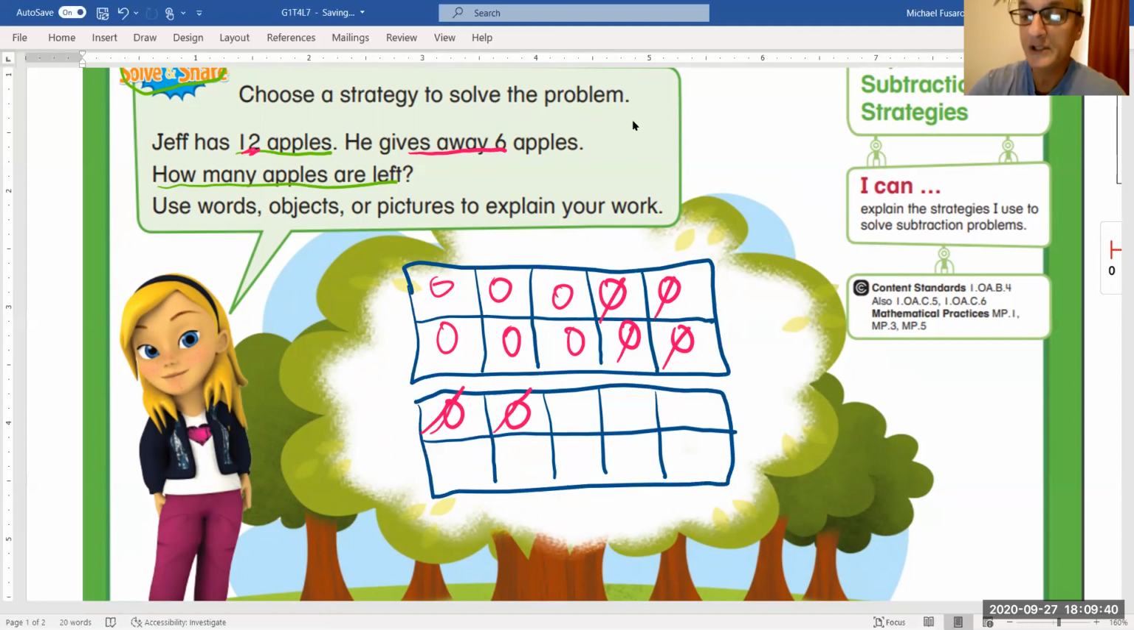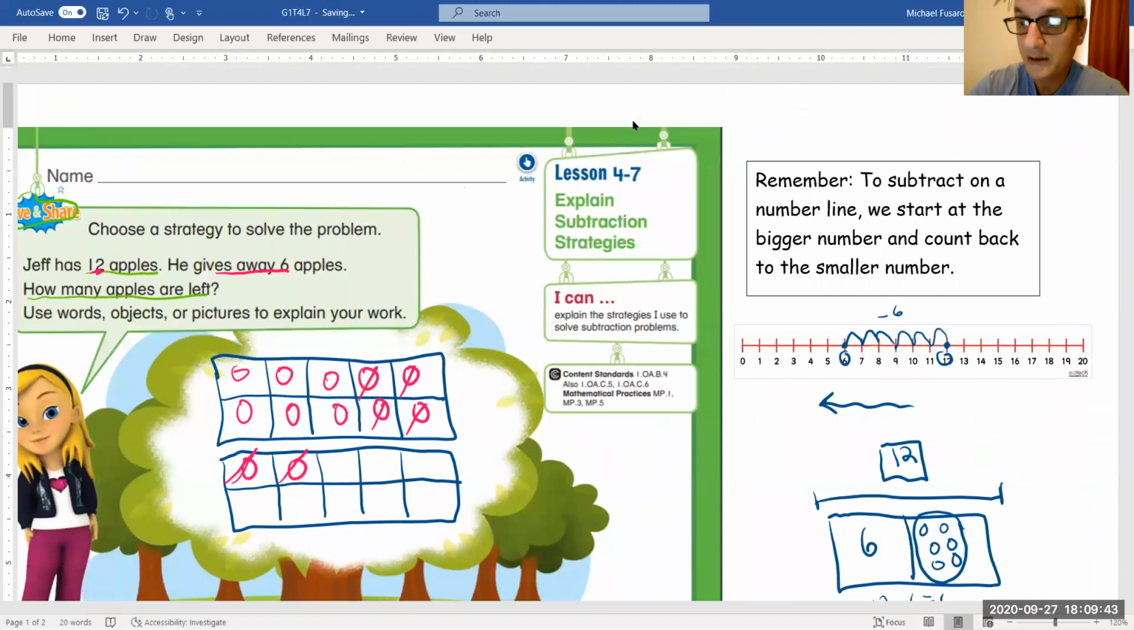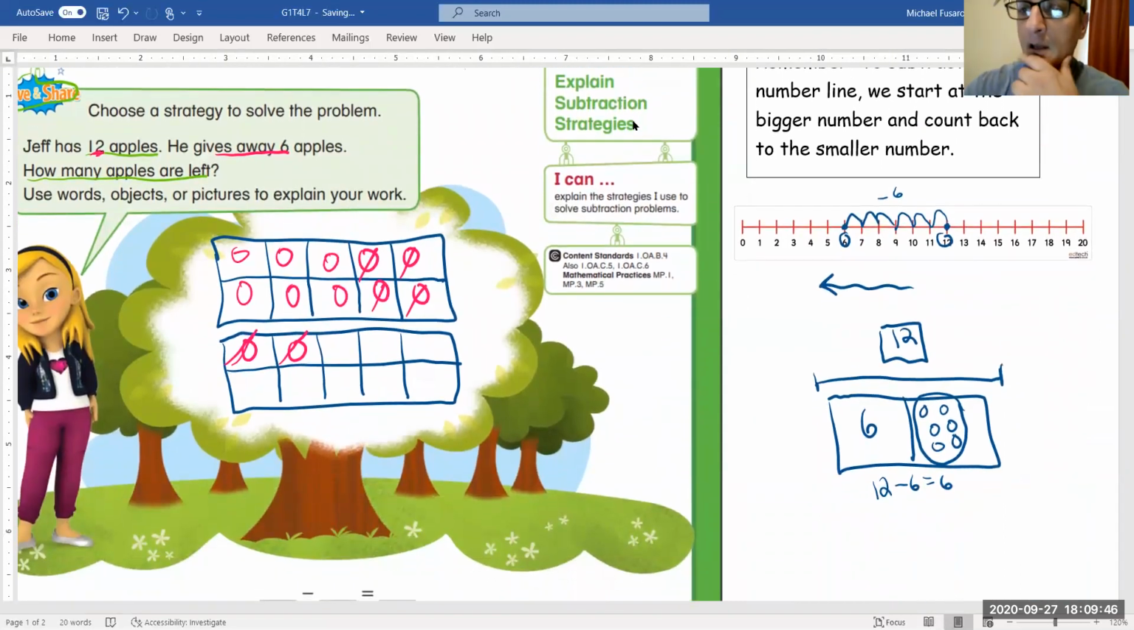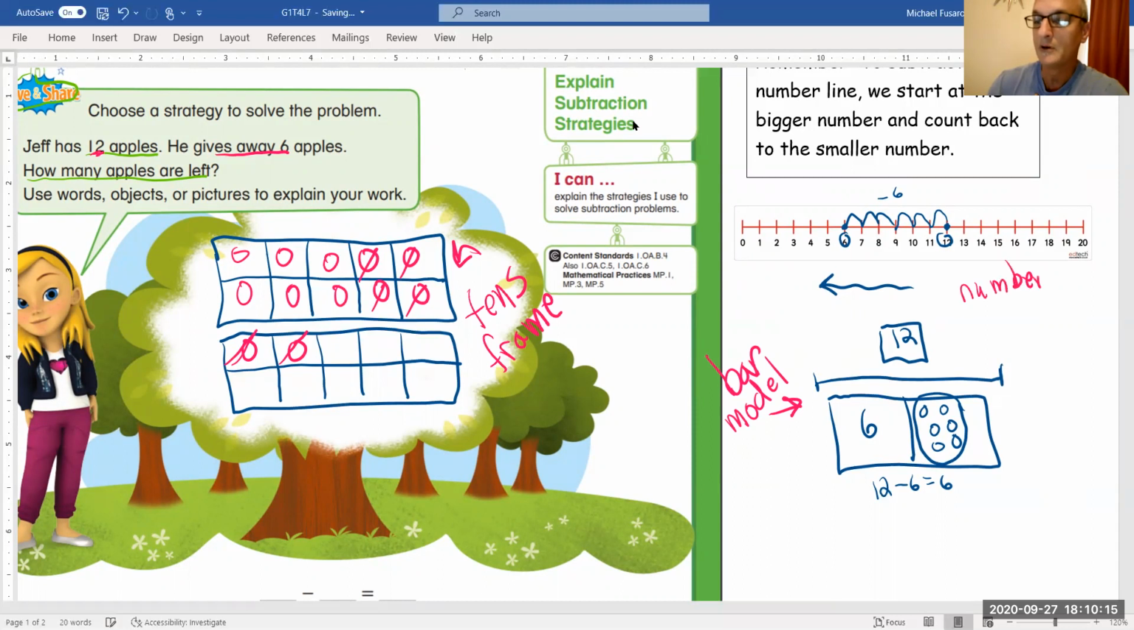So I'm going to review those strategies again, because that's why Mr. Fuzz made this paper bigger, just so I could show you, okay? We have the tens frame here. So this is the tens frame strategy. This is the bar model or diagram. And this is the number line. And you can use whichever you like, whichever one's easier for you guys, okay?